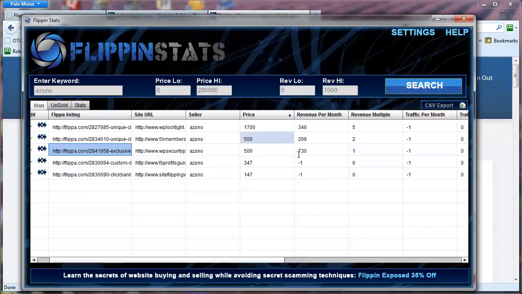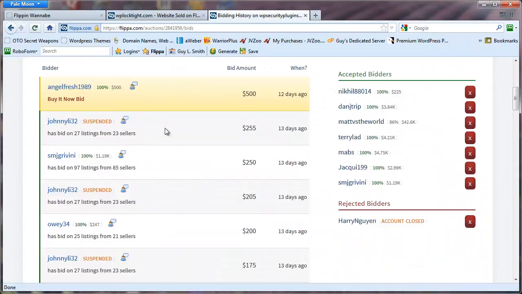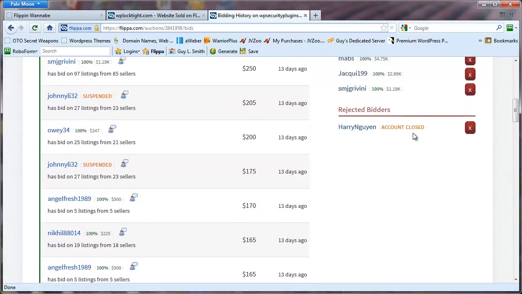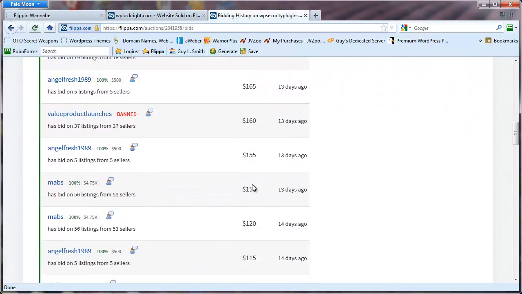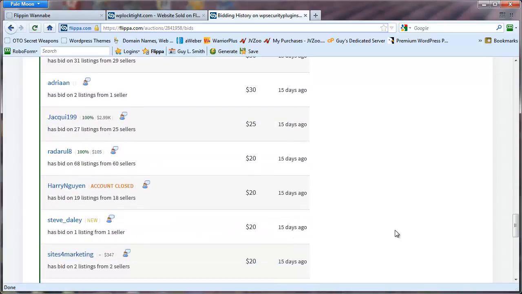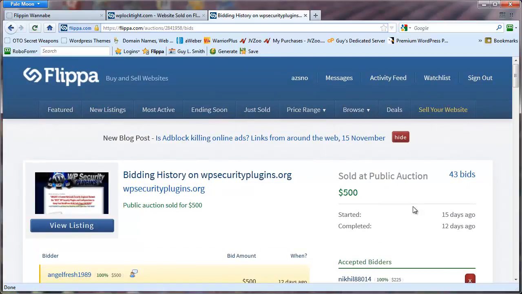Okay, so we showed the technique of the $1 bids. Look at this. I wanted to show you some interesting things. Here's some sellers. They're already suspended. This guy that bid, account closed. This guy right here, banned, and yet they bid on my auction. So let me just share one thing with you here. There's a lot of granola buyers on Flippa, and what I mean by granola buyers is there's fruits, nuts, and flakes that are going to be bidding on your sites.